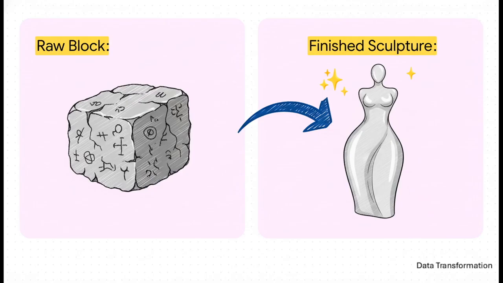I mean, look at this. On one side, you've got this chaotic raw block. Total mess, right? Inconsistent entries, weird formats, you can't make heads or tails of it. But on the other side, the finished sculpture. It's clean, it's organized, it's ready to tell you its story. And the magic that gets us from here to there, that's data transformation.